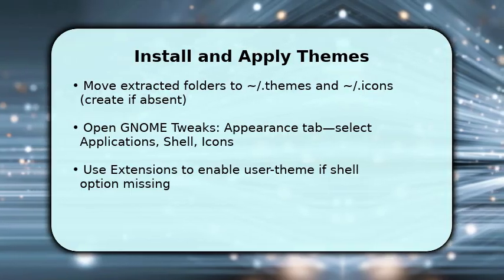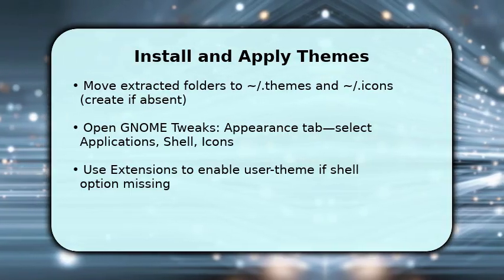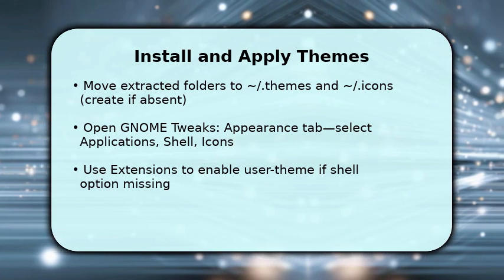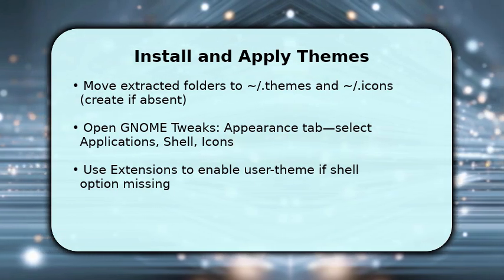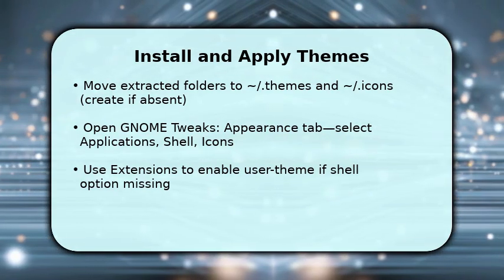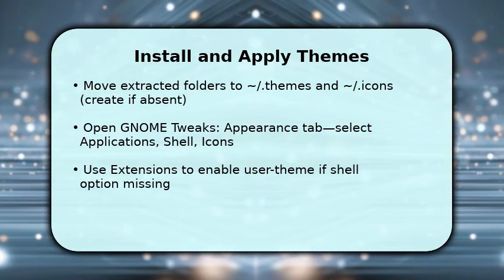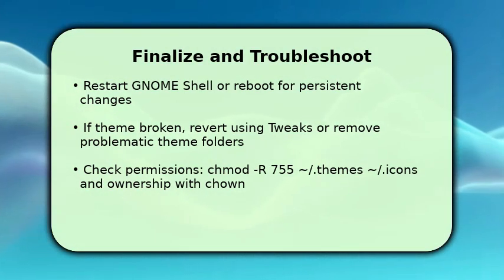This applies GTK, shell, and icon changes. If the shell drop-down is missing, enable the User Themes extension in Extensions, and then reload GNOME Shell by pressing Alt plus F2. You finish by ensuring changes persist.